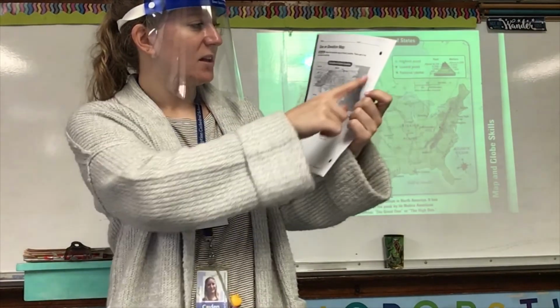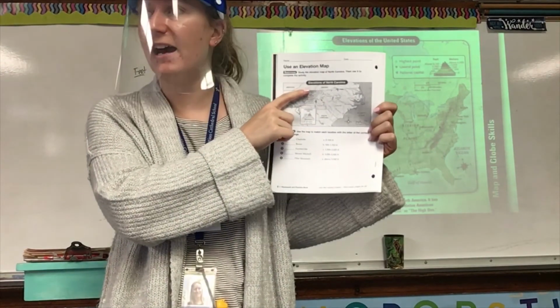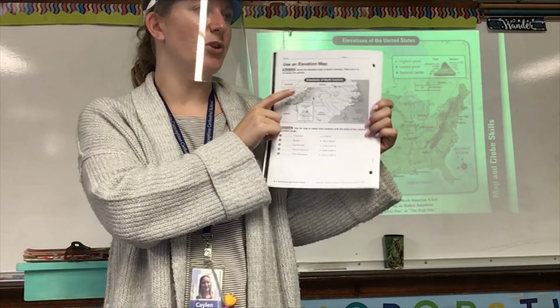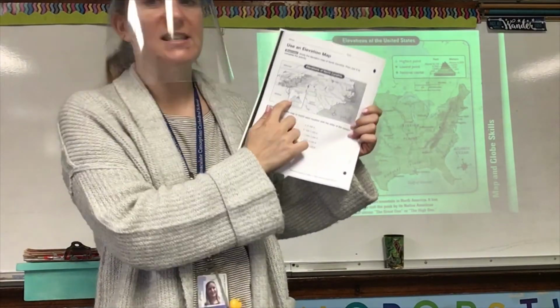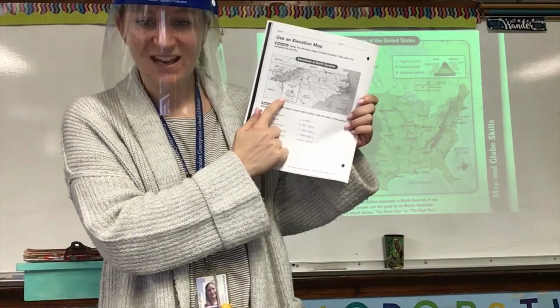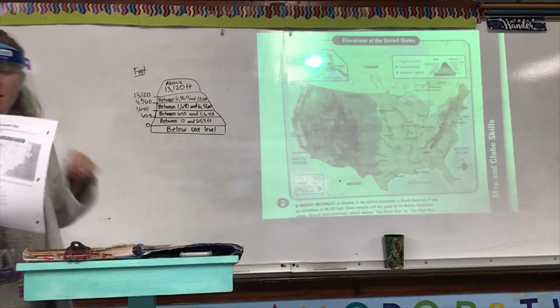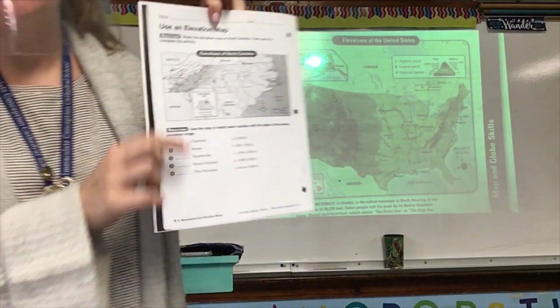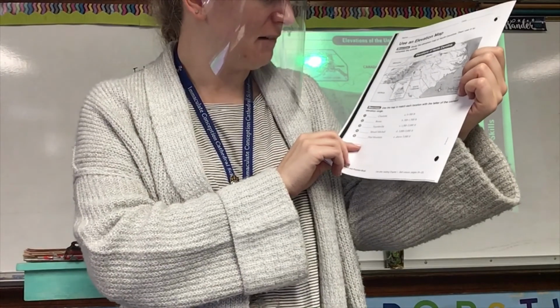At the top, you have a map. It is labeled Elevations of North Carolina. That means instead of looking at the whole country, we're just looking at North Carolina. You can see your map key. It looks exactly like the one in our book. It just has patterns instead of colors. And do the elevations go as high as the one in our book?